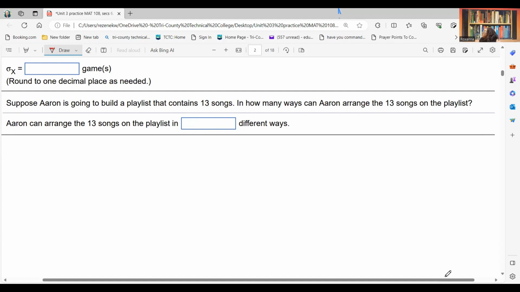And what is it, somebody? It's 13 factorial number of ways, because it's taking all of them at a time. Okay, remember that you can use your calculator.